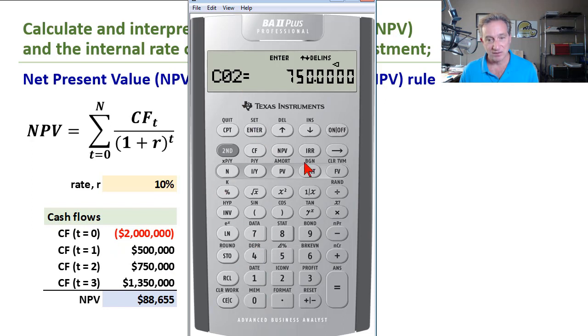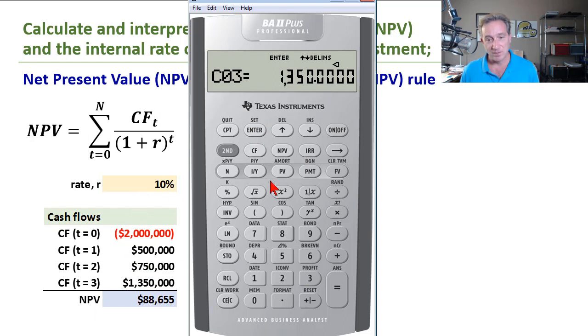I enter that, down arrow. Its frequency is also 1, skip it, or accept the default of 1. Maybe I should say 1350. Enter, that's my third cash flow, and I am done with the cash flows.